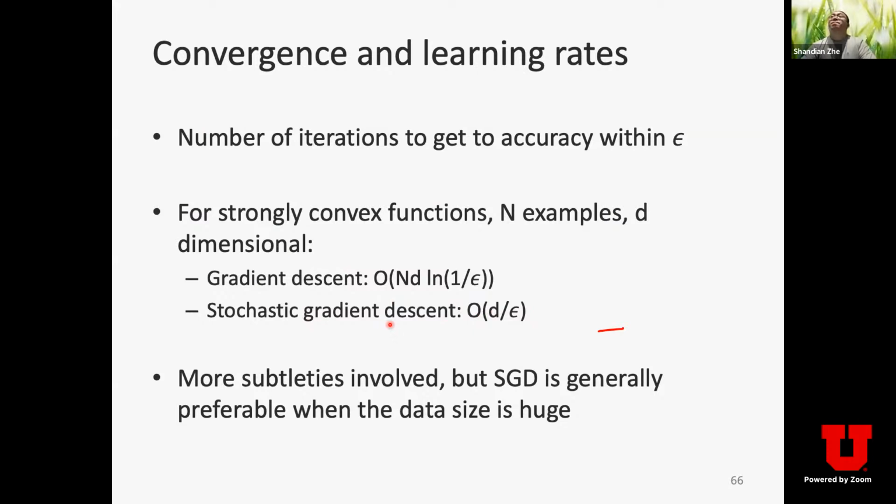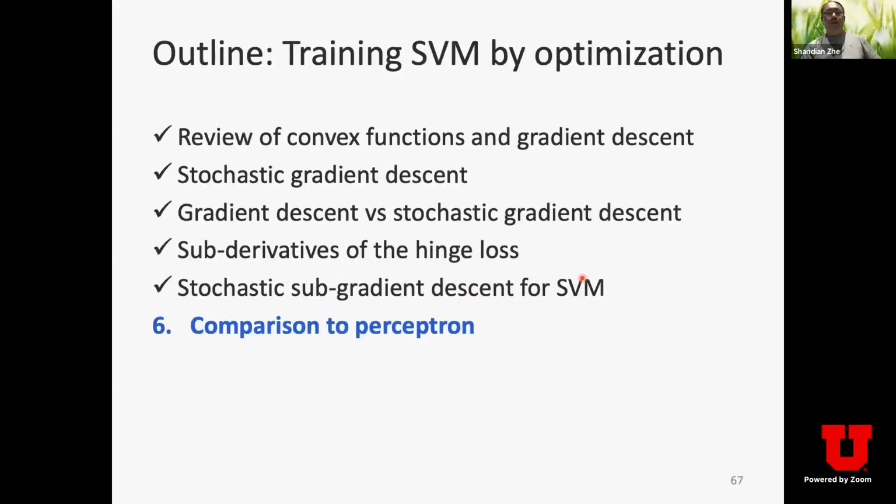Does it make sense? Okay, is everyone comfortable? Again, you're not required to show why this holds. This is kind of classical theory. We just want to use some algebraic results to showcase why we would prefer stochastic gradient descent, especially when n is large. SGD is generally preferable when the data size is huge. This can also be seen from their convergence analysis result.